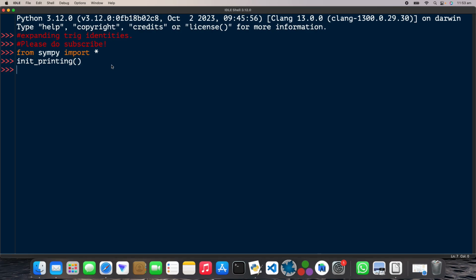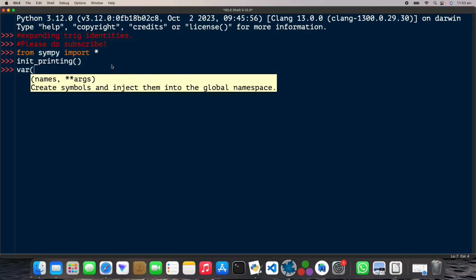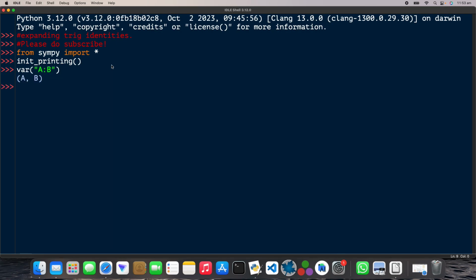Right, cool. Okay, variables. So var. I'm going to have A, capital A, and B. Okay, right. So starting off with the first trig identity: sine A squared plus cos A squared equals 1, which is true.